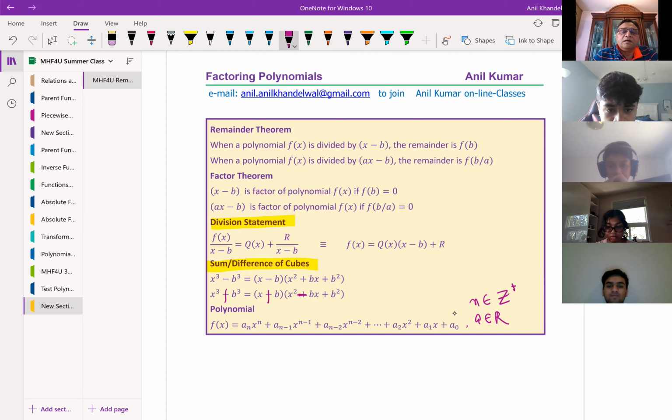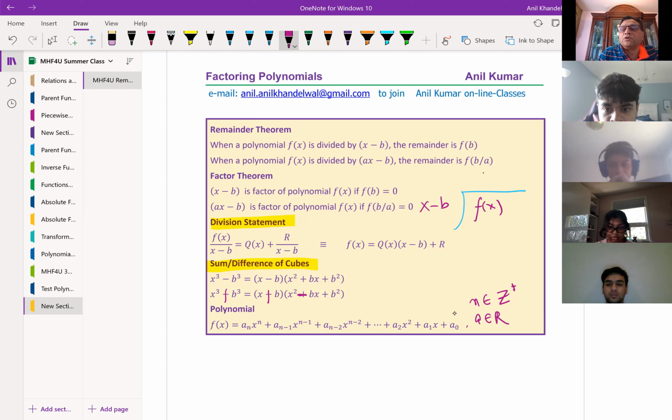Perfect. Now, let's look into this division statement once again. What are we really trying to say here is something like this, that we're dividing a polynomial, and I'm saying this polynomial is f of x, and the divisor is x minus b.